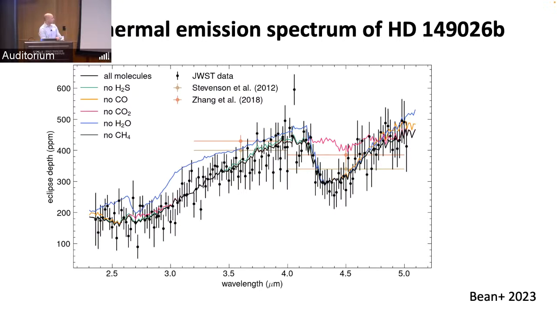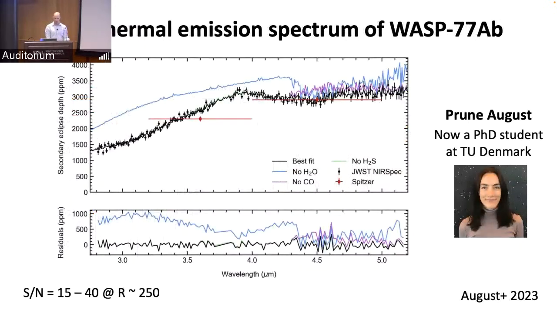These are NIRCam observations where you see a clear CO2 feature, and there's also a water feature here. These models, we have a best fit model, and we just take out the opacity of different species to highlight what's sculpting the spectrum. So this is also a spectrum of another hot Jupiter, WASP-77Ab.